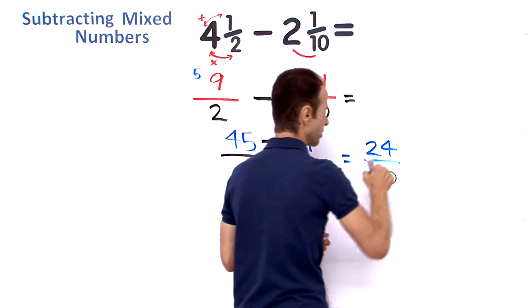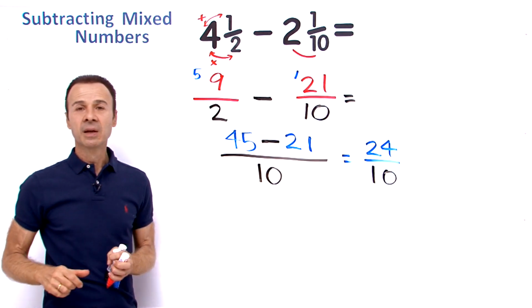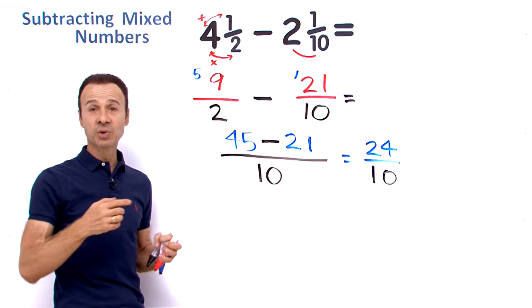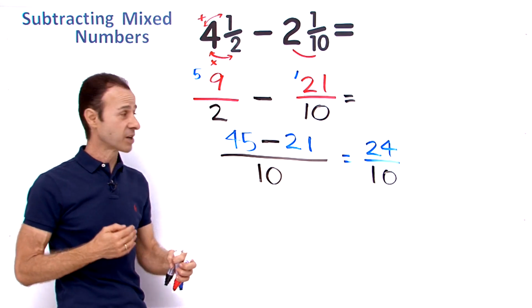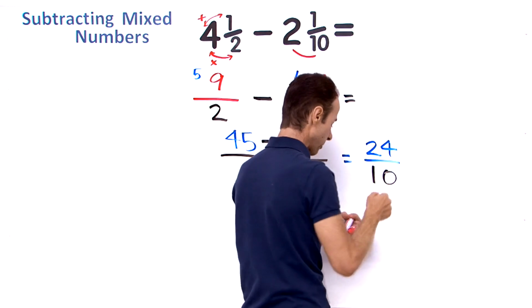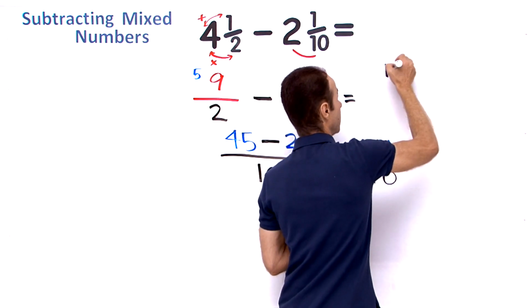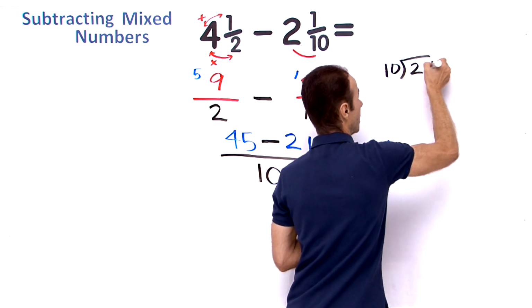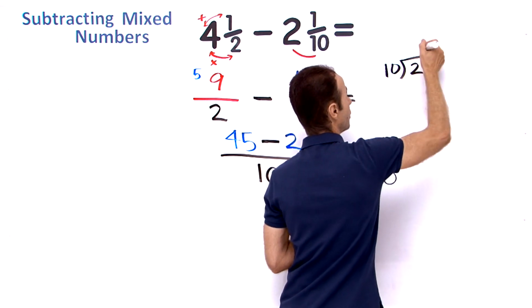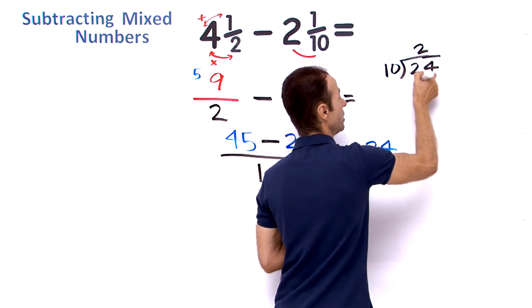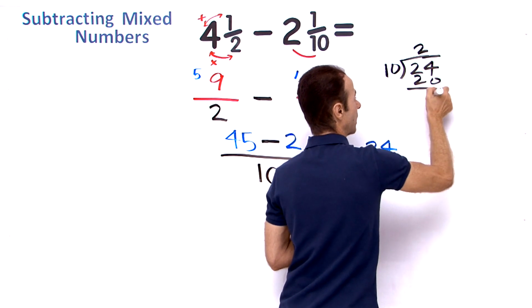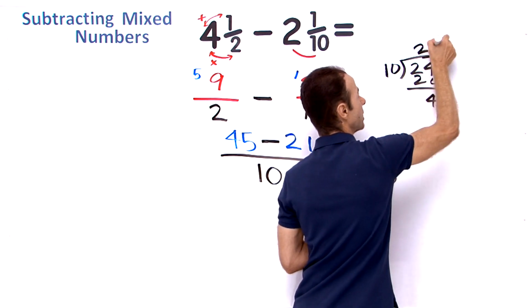Now, it's an improper fraction, which is fine. Now we have to divide the bottom into the top so we can change it into a mixed number. So what's 24 divided by 10? In other words, 10 into 24. Well, 10 goes into 24 how many times? 2, because that's 20. We subtract it and we're left with a remainder of 4.